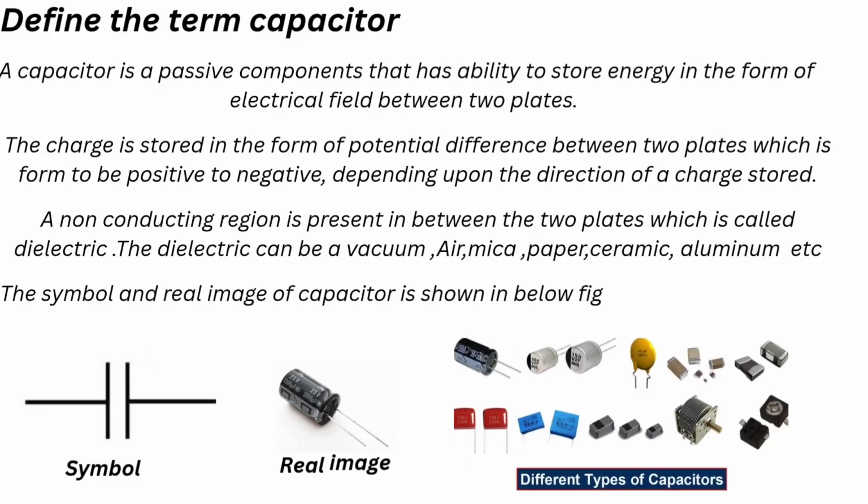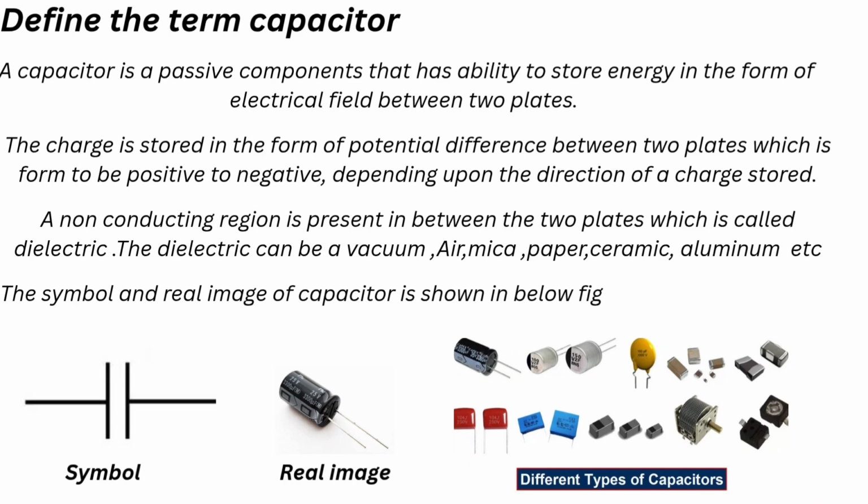Let's start with the capacitor. A capacitor is a passive component that stores energy in the form of an electric field between two plates. See the symbol of the capacitor. There are two parallel plates. In between the two parallel plates, the capacitor stores energy or charge in the form of an electric field. The charge is stored in the form of a potential difference between the two plates, from positive to negative, and in between the two plates one non-conducting region is present.